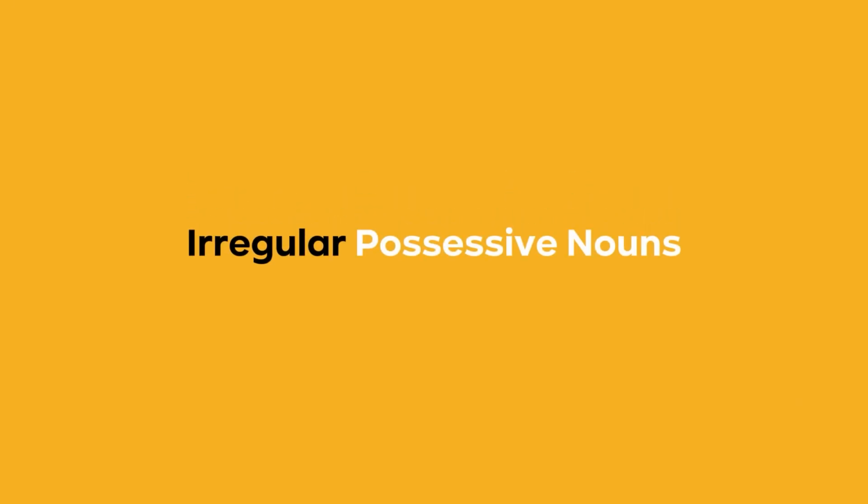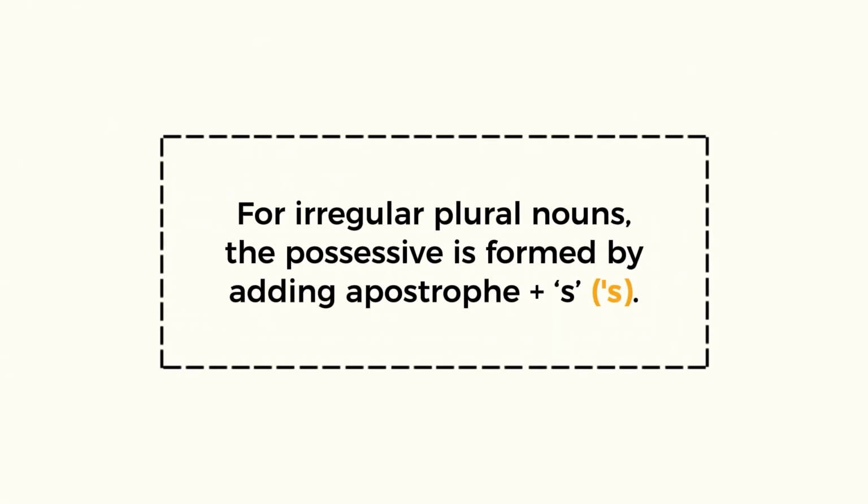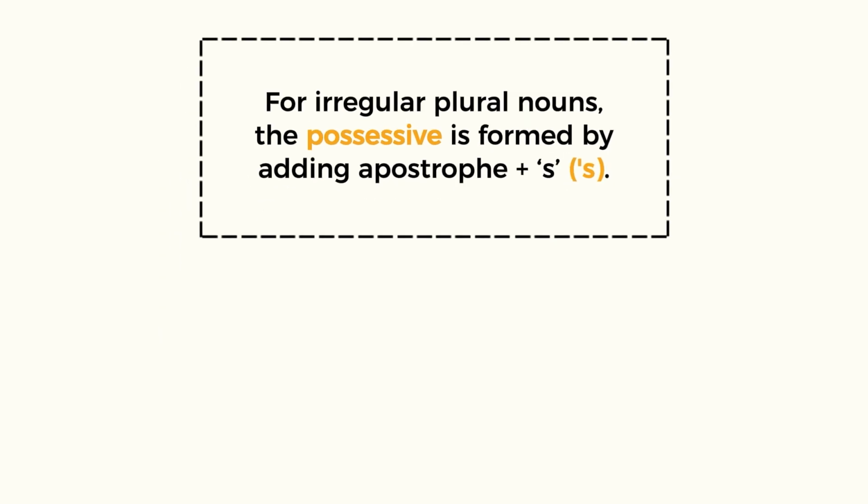Irregular possessive nouns. Some nouns have irregular plural forms and do not end in s in their plural state. I'm sure you are familiar with such nouns, for example, wife, leaf, women, etc. For irregular plural nouns, the possessive is formed by adding apostrophe and s, just as you would do with singular nouns. Look at these examples.